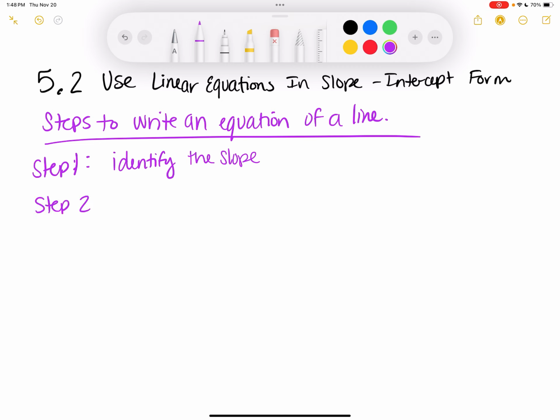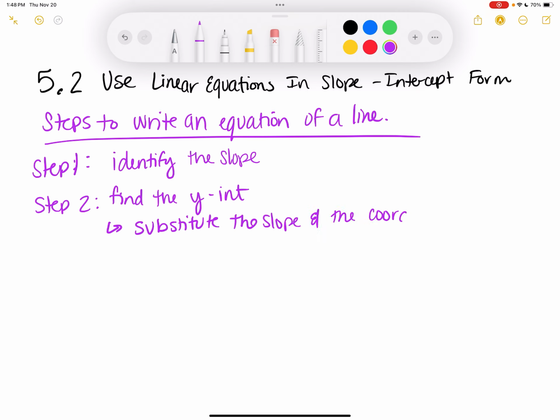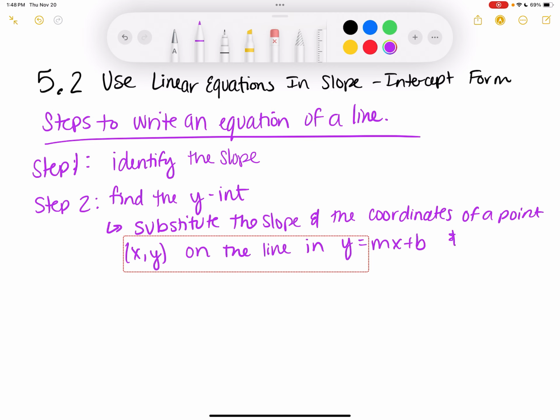Step 2 is to find the y-intercept. That can either come from the point like we had yesterday where x is 0 and then you're looking at the y value, or what we can do is we can substitute the slope and the coordinates of a point (x, y) on the line in y equals mx plus b and solve for b.